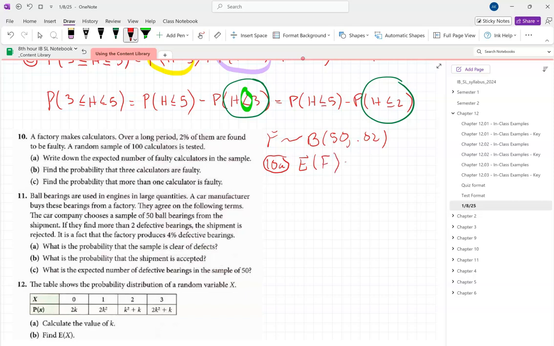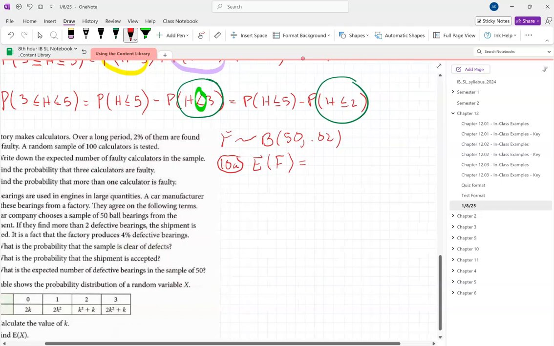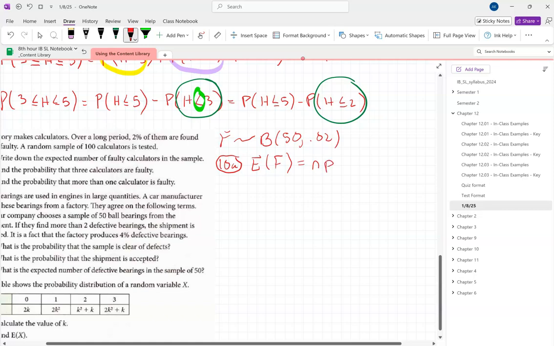So the expected number of faulty calculators, the expectation, or even the mean, could all be the same thing here. If it's binomial, it's really easy. The formula is just n times p. Would I give you that formula on a quiz or test? Yes.